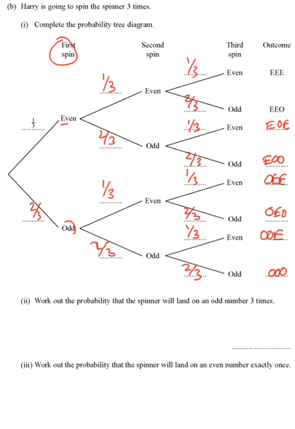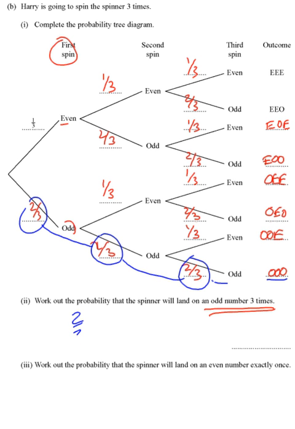The probability of getting an odd number 3 times is going to be odd followed by odd followed by odd. So it's 2/3 that it lands on odd the first time, 2/3 that it lands on odd the second time, 2/3 that it lands on odd the third time, and that gives you the result of getting 3 odds when you spin the spinner 3 times. To work out the probability of that, you just multiply along the branches. So it's going to be 2/3 times 2/3 times 2/3, which gives you 8/27.